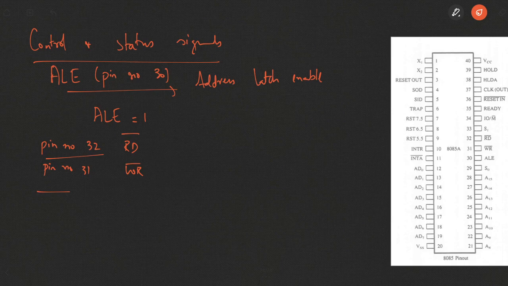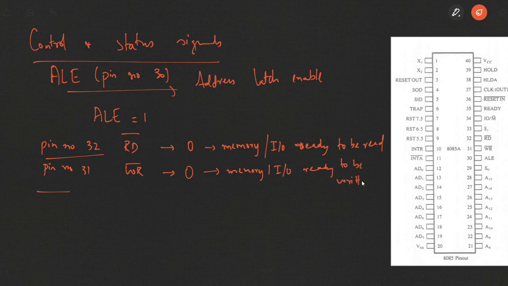Fine. So if this pin is 0, that means it's active. That means the memory or whatever is interfaced, the IO device interfaced with the microprocessor, is ready to be read. And similarly, if write becomes 0, that means it becomes active. So it means the memory or the IO is ready to be written on.